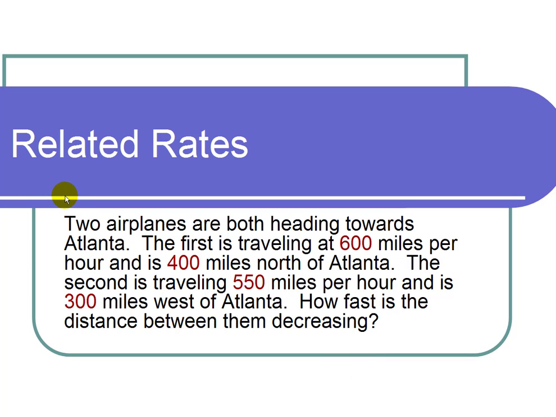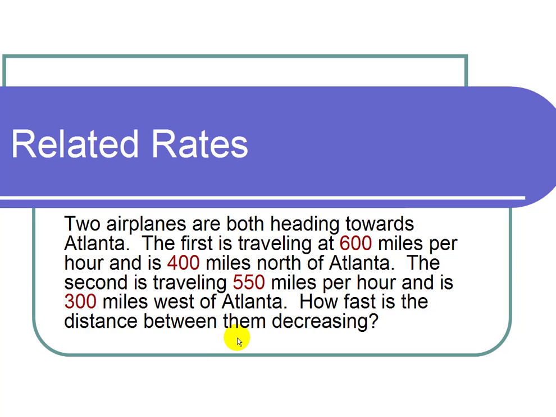This is a video on related rates. The question states, two airplanes are heading towards Atlanta. The first is traveling at 600 miles per hour and is 400 miles north of Atlanta. The second is traveling 550 miles per hour and is 300 miles west of Atlanta. How fast is the distance between them decreasing?